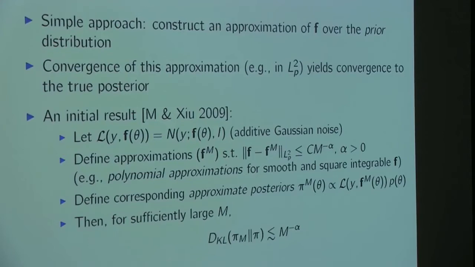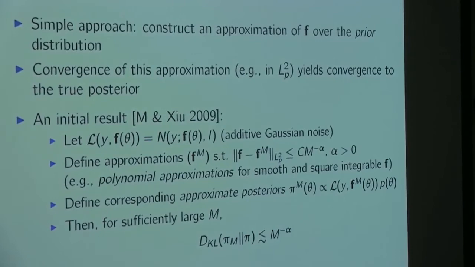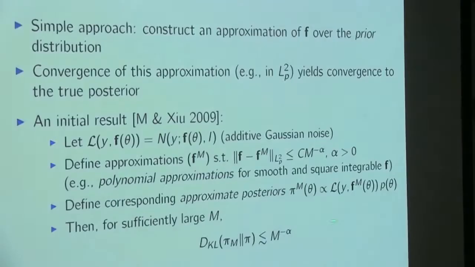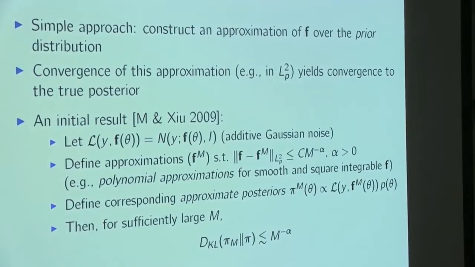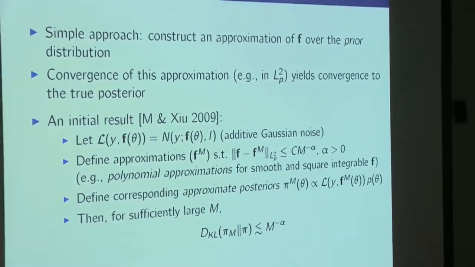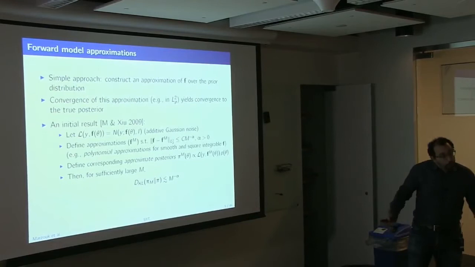And so it's sort of initial results here. Suppose I have a bunch of forward model approximations at m that converge at some rate. For instance, one of these are polynomial approximations and m is a polynomial degree. Then I can have a corresponding approximate posterior pi m. And these converge to the true posterior in the sense of KL divergence at the same rate for sufficiently large m. So this is basically saying, if you can do a good job approximating the forward model in some sense with the prior. This is actually the same thing you would do if you're interested in, for instance, uncertainty propagation using polynomial approximations. Then if you can solve the uncertainty propagation problem, propagating the prior uncertainty through the model, then you can actually solve the inference problem in a good way.